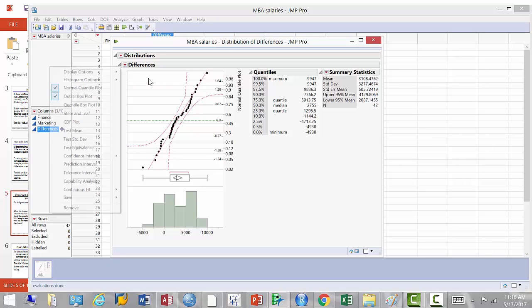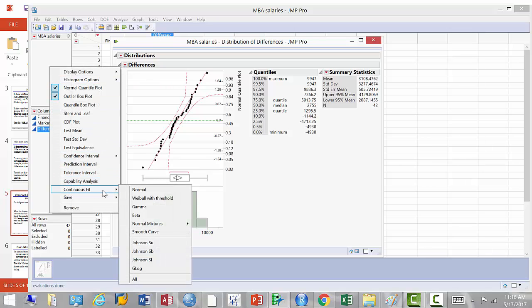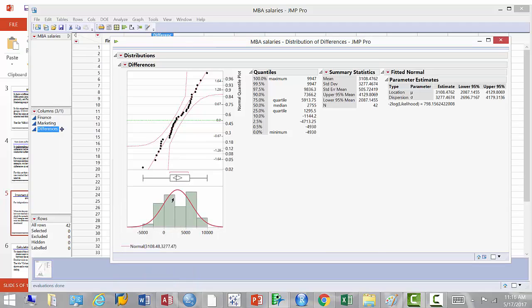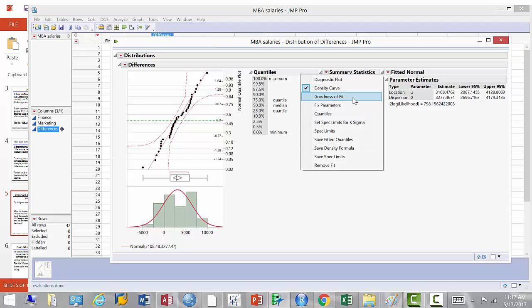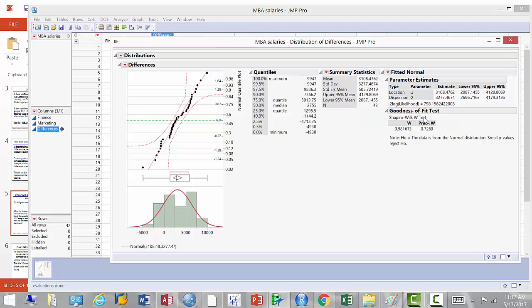So I go to the differences and say continuous fit normal, and it just fits the normal curve into my histogram. And after that I have to run the Shapiro-Wilks test. In the fitted normal, I say goodness of fit. We did that before, right? Several times, so we're probably used to that already.